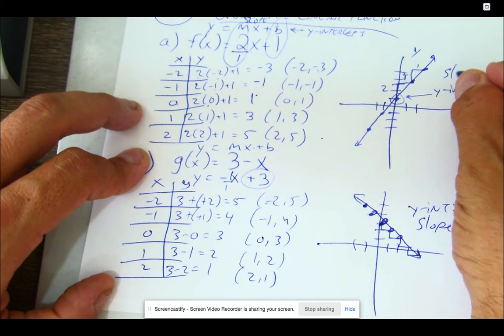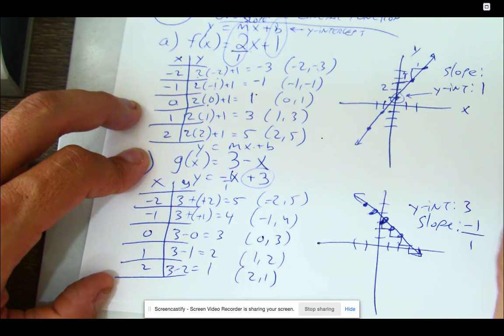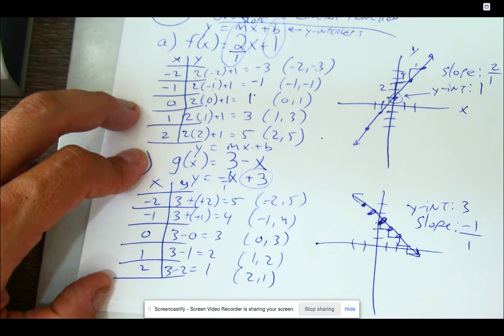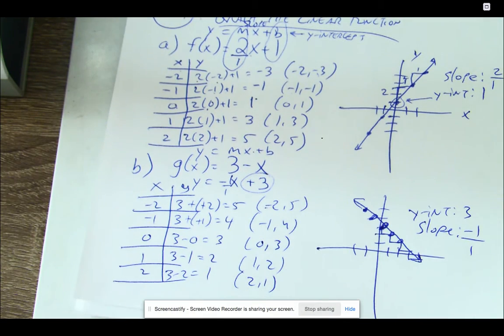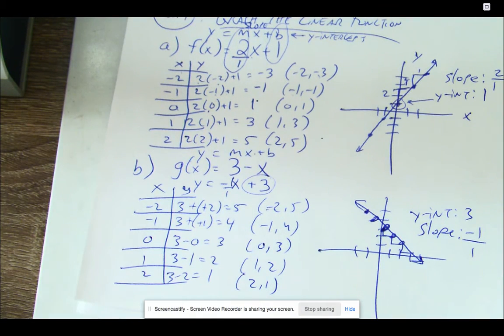Y-intercept was 3. Slope was down 1, right 1. When I did my last one, my y-intercept was 1. My slope was 2 over 1. Okay, so this should give you guys a pretty good start to how to do section 3.3.